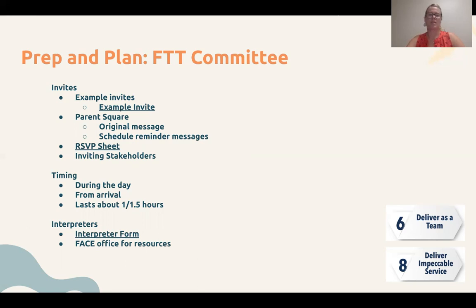And then a large piece of this for the family teacher teams committee is making sure that you have interpreters lined up for those days. The FACE office is a fabulous resource for that. And we were able to plan ahead and really make sure that we filled out these pieces of information before the day got too close, because our FACE office has a lot of interpreters and a lot of liaisons, but they do have a lot of activities that they participate in. So you want to make sure that you put in your interpretation needs early.